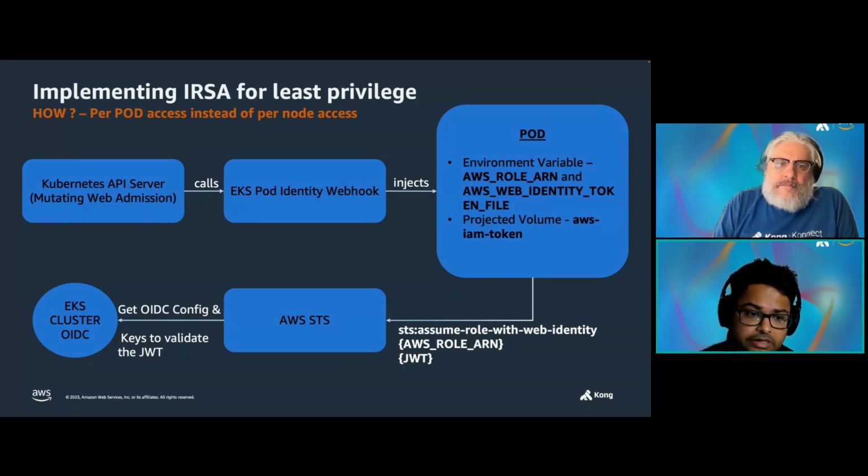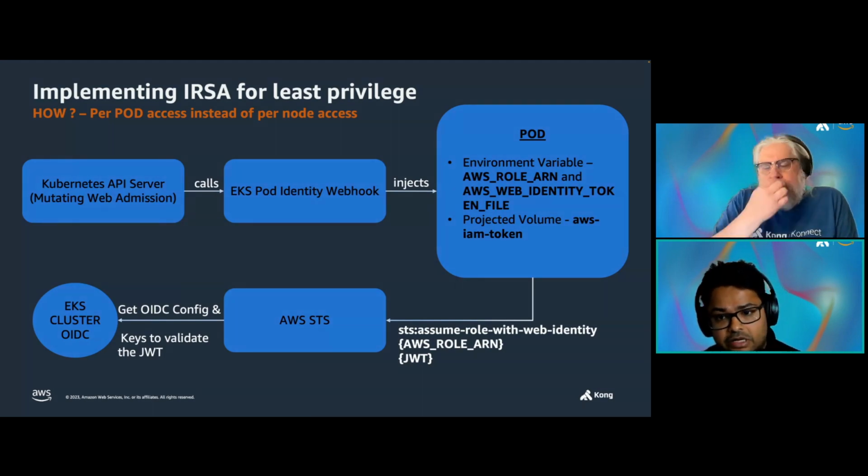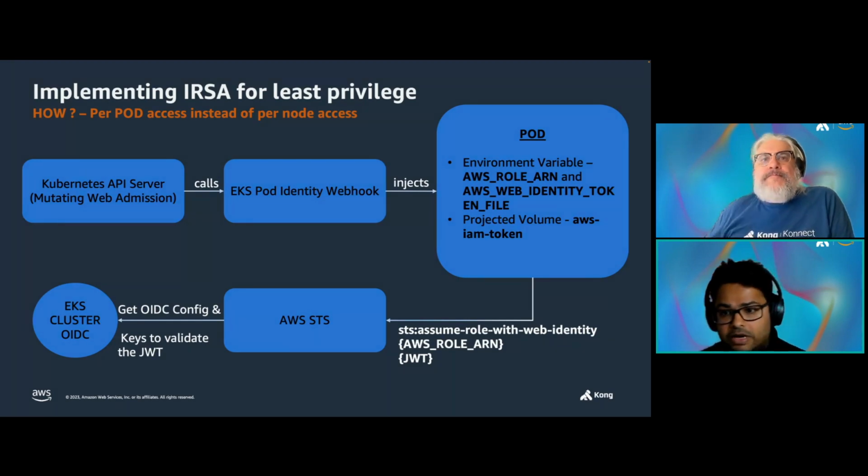Now, the AWS STS uses the trust relation for the specific IAM role, which points to the cluster's OIDC provider endpoint to ensure that the presented service account JWT is valid and issued by the trusted cluster's OIDC provider. And it also ensures that the service account is actually trusted to assume the specific IAM role. Now, STS will then issue the temporary security credentials for the IAM role and the application which is running in your pod can then use these temporary credentials to access the AWS resources.